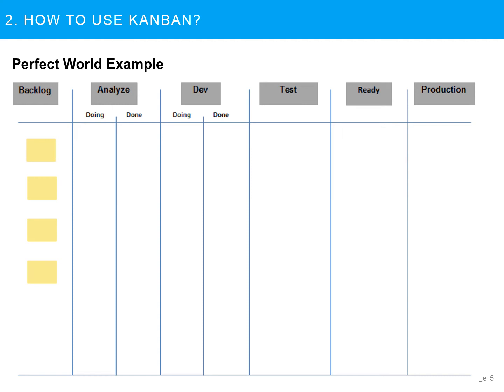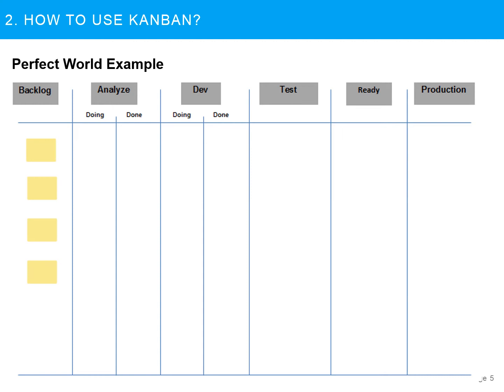Okay, let's take a look at our Kanban board. So we have a backlog, which is the very first column. This is nothing but basically our to-do list. And then we have an analyze column, and this analyze column we have divided into two stages, doing and done. Same goes for the development, then test, and if the test passes, then it goes into ready, and if it is ready, at some point in time, we will promote it into production.